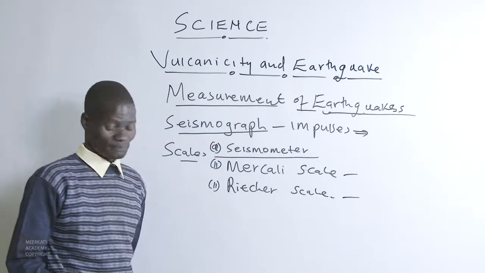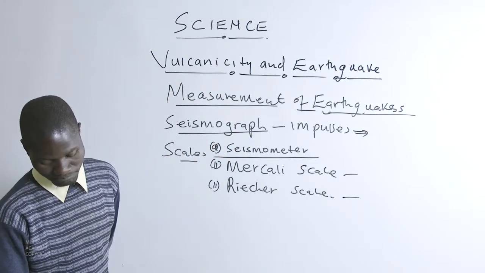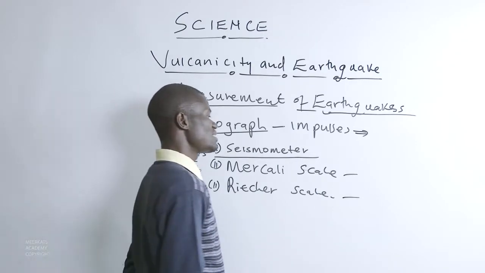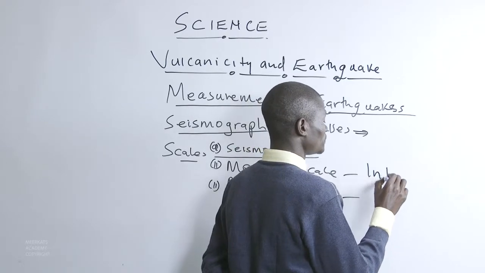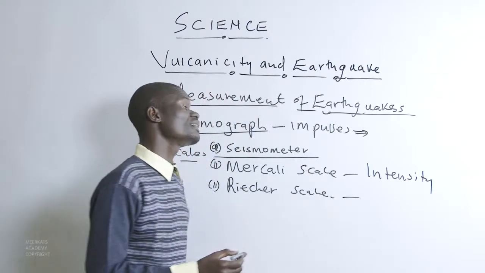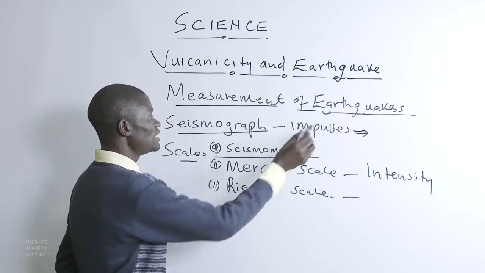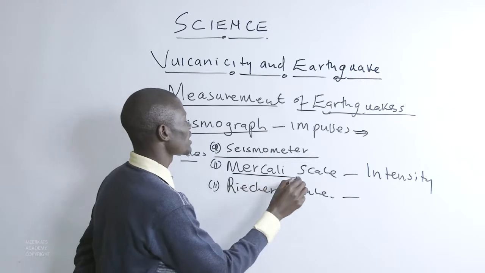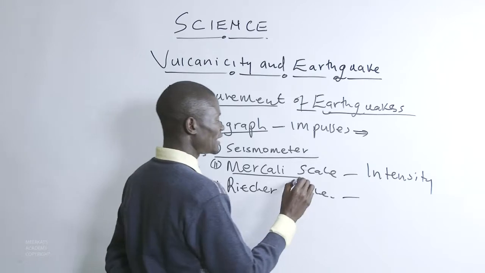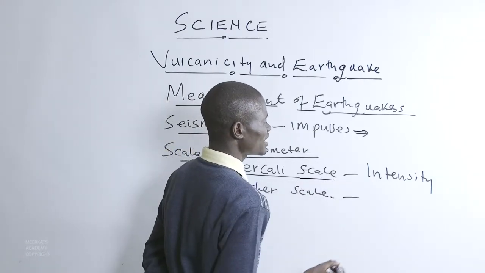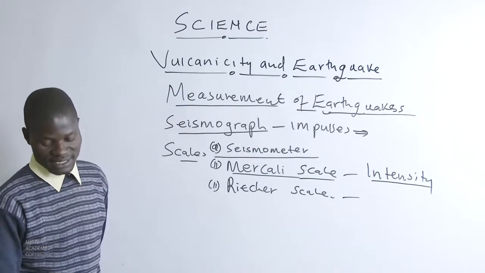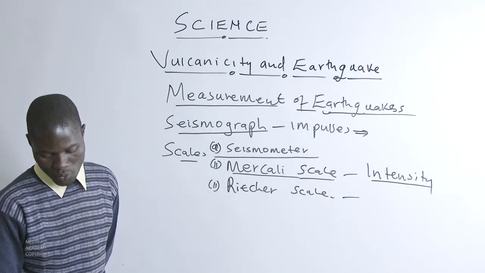What is the work of the Mercalli scale? It measures the intensity of the earthquake. The impulses of the intensity of the earthquake will be signaled to the seismometer through a seismograph, and then will be detected to a certain level of the intensity, and then we will be able to tell the intensity of the earthquake.